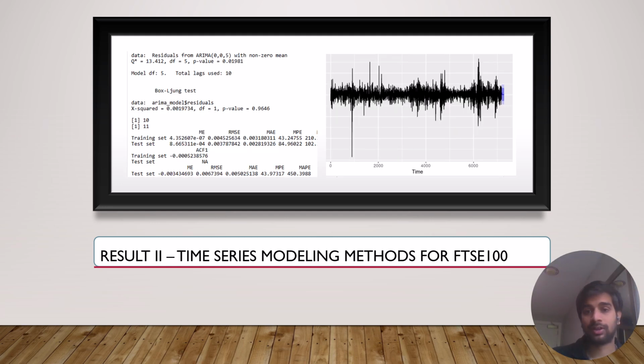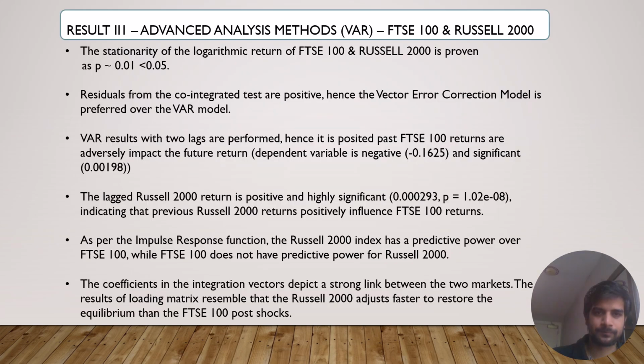And yeah, here the time series ARIMA is good for short-term events, however, we try to plot it for the next 6,000 days, and also perform the Box-Ljung test in order to check the normality. So here comes result 3: the advanced analysis method VAR, for FTSE100 and the RUSSELL2000.